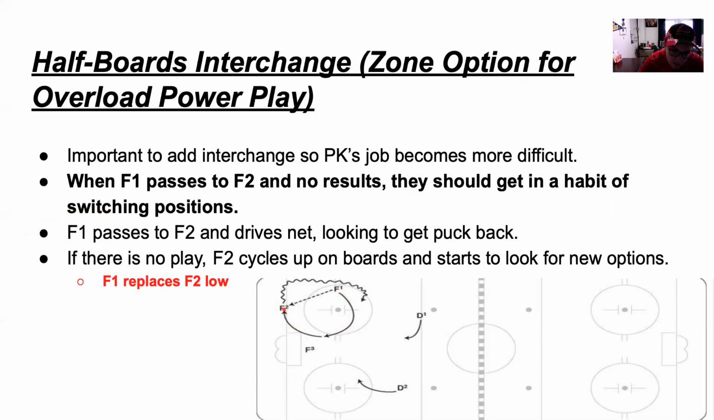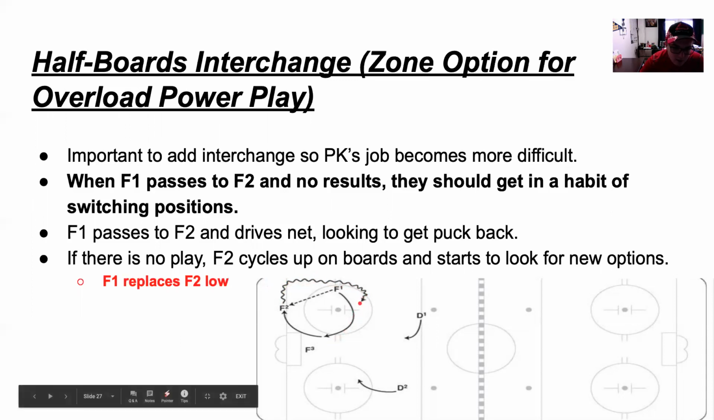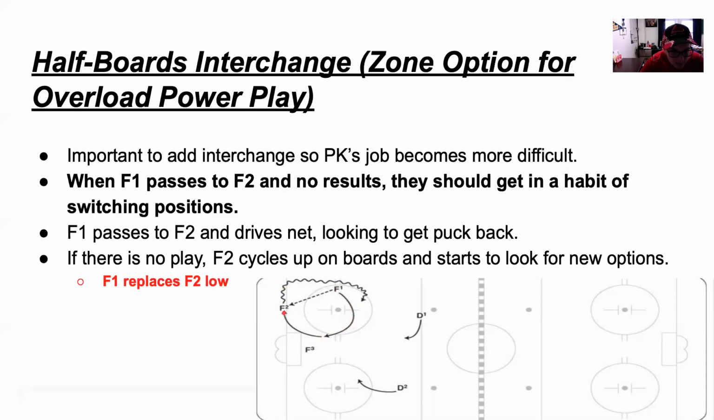It's like a cycle. F2 is going to come up with the puck and drive the net with the puck. F2 is going to make that puck come back. Now we're trying to get that puck back, so F1 may have to come up. F2 is going to use the cycle kind of.